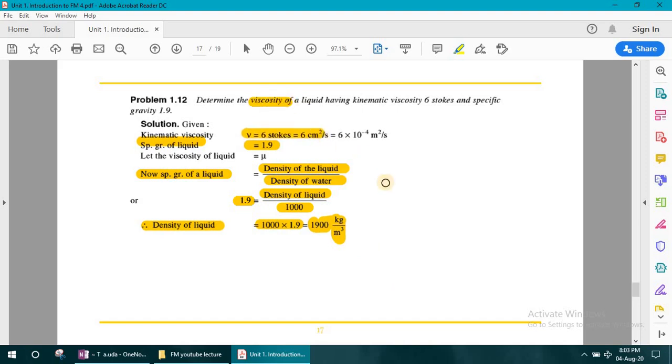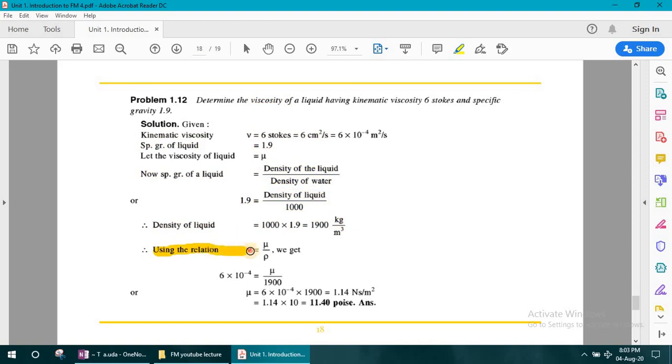If you know nu, how to calculate viscosity? We have the relationship nu is equal to mu upon rho. This formula we have used in the previous problem also. So here nu is equal to 6 into 10 raised to minus 4, and density we have just calculated, 1900. Do the multiplication of these two and you will get the viscosity, that is 11.40 poise, or directly you will get the answer as 1.14 Newton second per meter square. Again I told you that if you want to convert Newton second per meter square into poise, multiply by 10. So your answer will be in poise.